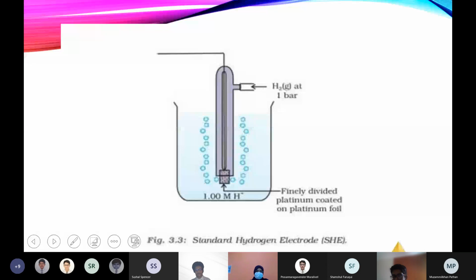Ma'am, it's a platinum tube, and the value of standard hydrogen electrode, hydrogen, is counted as 0. And you'll explain further how we count for other electrodes. What is the need of standard hydrogen electrode? Why do we need a standard electrode?